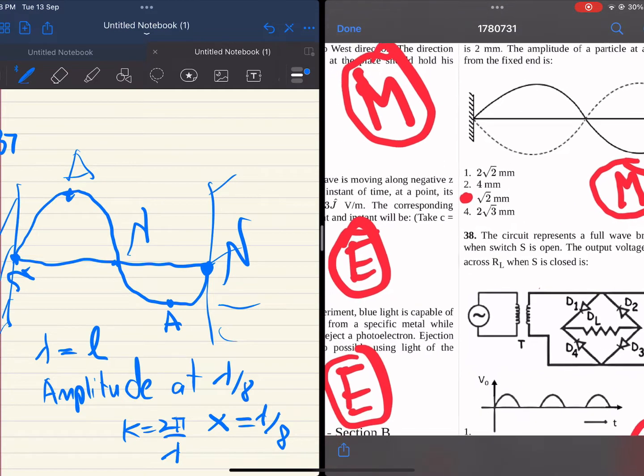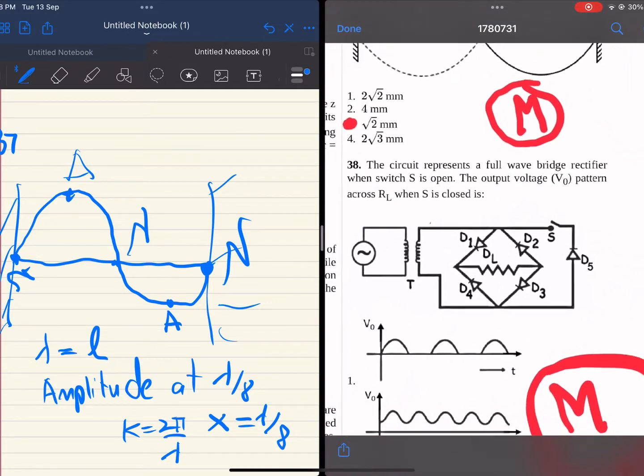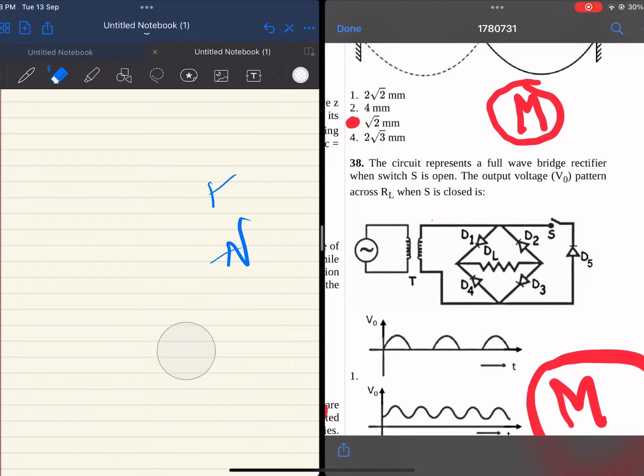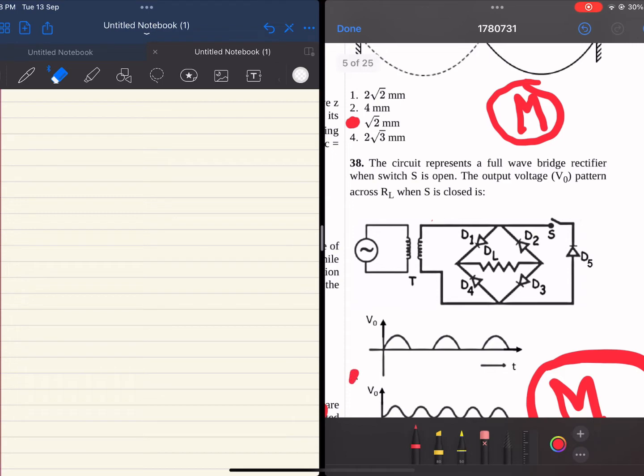Moving on to the 38th question. The concept is based on rectifiers, the full wave bridge rectifier, but if you see, the output voltage here comes out to be that of a half wave rectifier. Why? Because in the case of a full wave rectifier, when the switch was open, we will get an output in both the directions. That is, the output curve for a normal full wave rectifier will look like this.